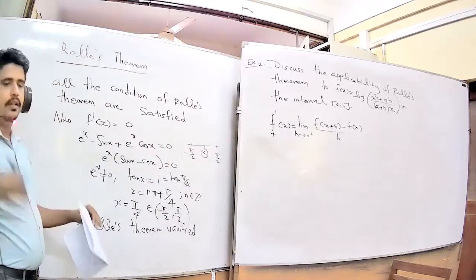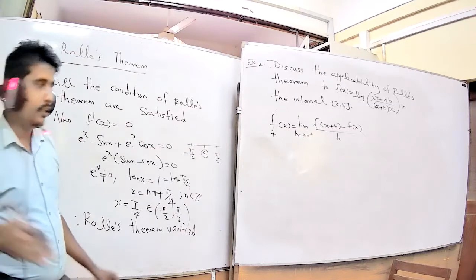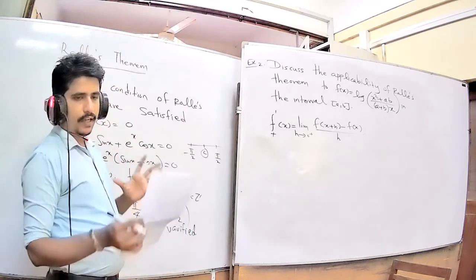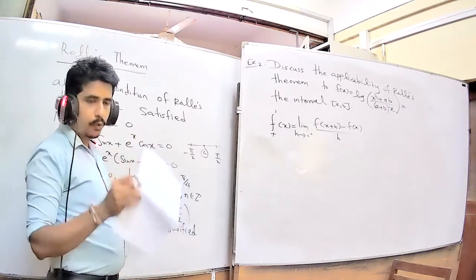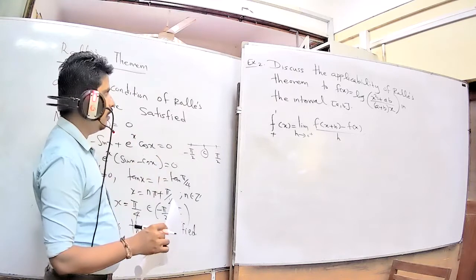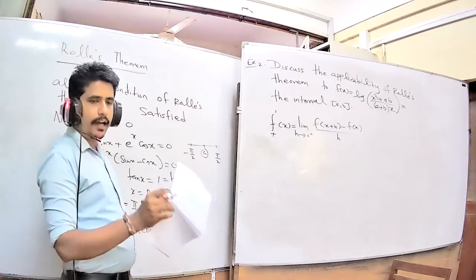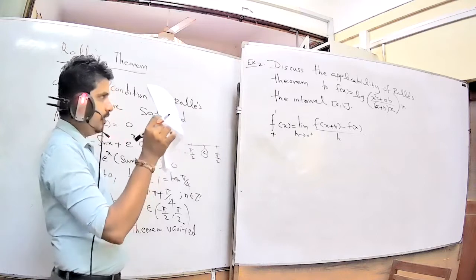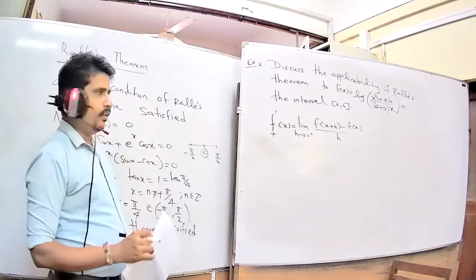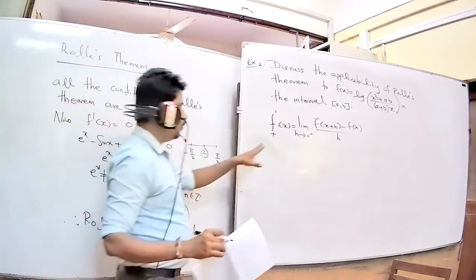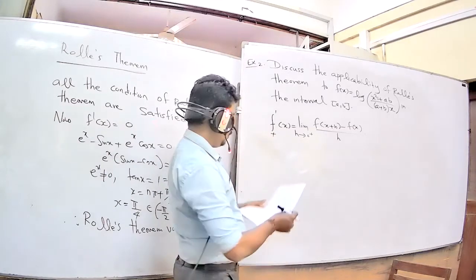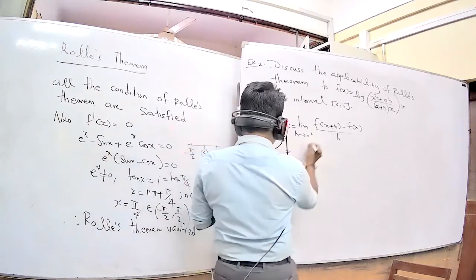Suppose it's differentiable, which implies it's continuous, then you go and check the third condition: whether f of a equals f of b or not. If equal, then you can use Rolle's theorem. You can find at least one value within the open interval a comma b such that f dash of x equals 0. Now we will do it. First, you find the right differentiability.